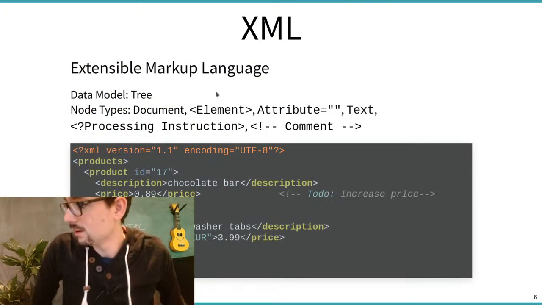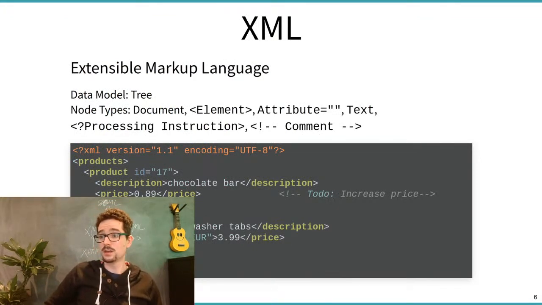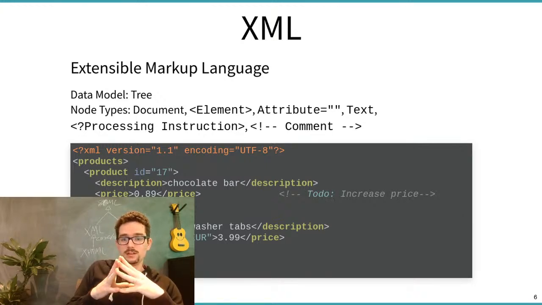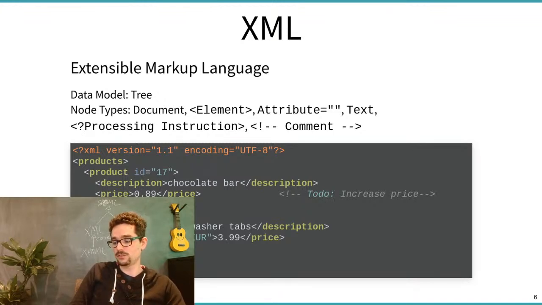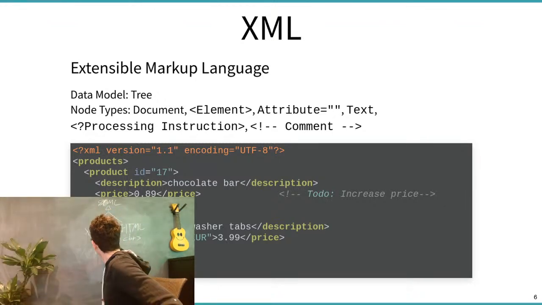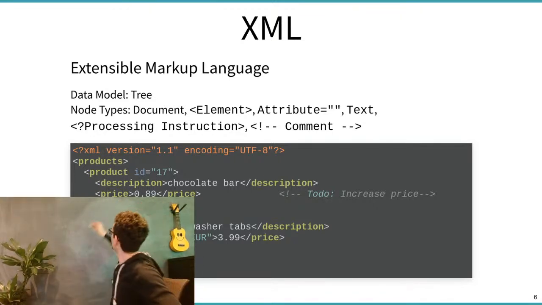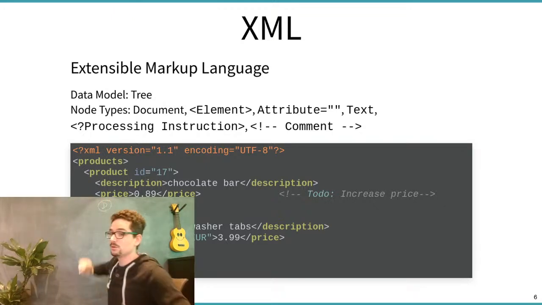Okay, now XML. The big picture behind XML is a tree. So XML is a tree structure. Trees have nodes. Nodes have children. And a tree has a root. So on the very top of each XML document, there is the root node. It has the type document.